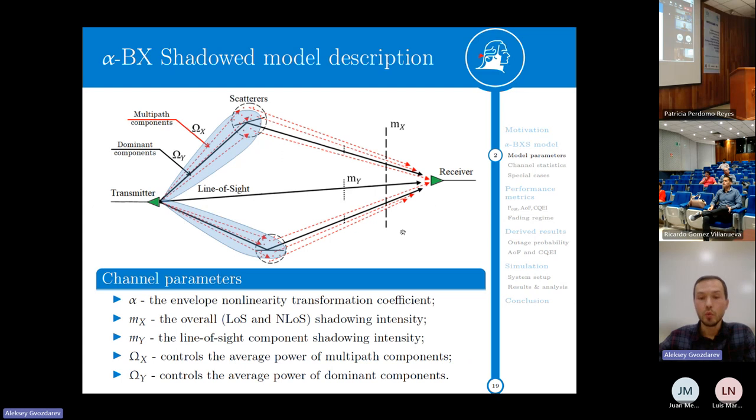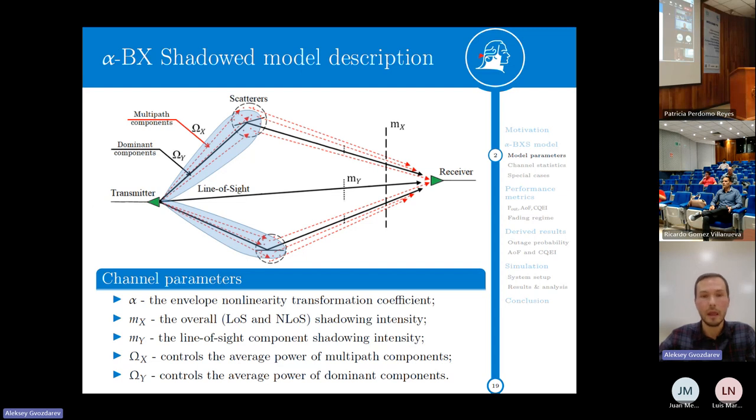For the current research, we assume one of the newest models, the so-called Alpha-Beta-Shadowed model, which we will denote as Alpha-Beta-Shadowed for brevity. It supposes that electromagnetic waves propagate to the receiver in multiple clusters of multipath waves with line-of-sight and non-line-of-sight components that undergo non-linear envelope distortions due to the non-homogeneous nature of the environment. It is a five-parametric model, which is mathematically defined in terms of the envelope nonlinearity coefficient, the overall and line-of-sight shadowing intensities, Mx and My, and the parameters that control the average power of multipath and dominant components.